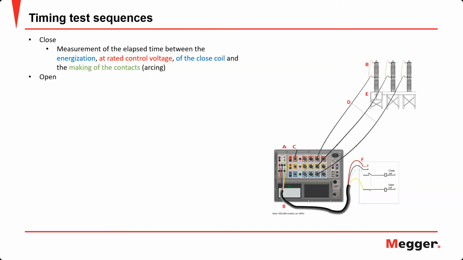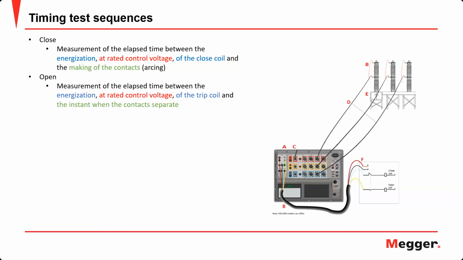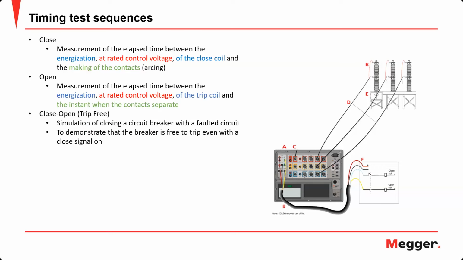The second one is open operation or opening sequence. It is measured by the time difference from energizing the trip coil to the instant when the contacts separate. Another one is the close-open sequence, or it's called trip free. It simulates closing onto a fault or switch onto fault condition. This is used to demonstrate that the breaker is free to trip even when the close signal is still on.